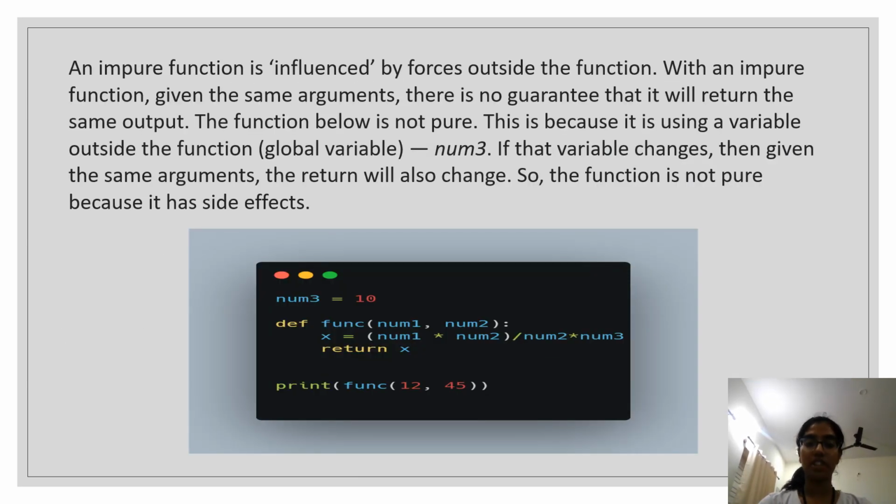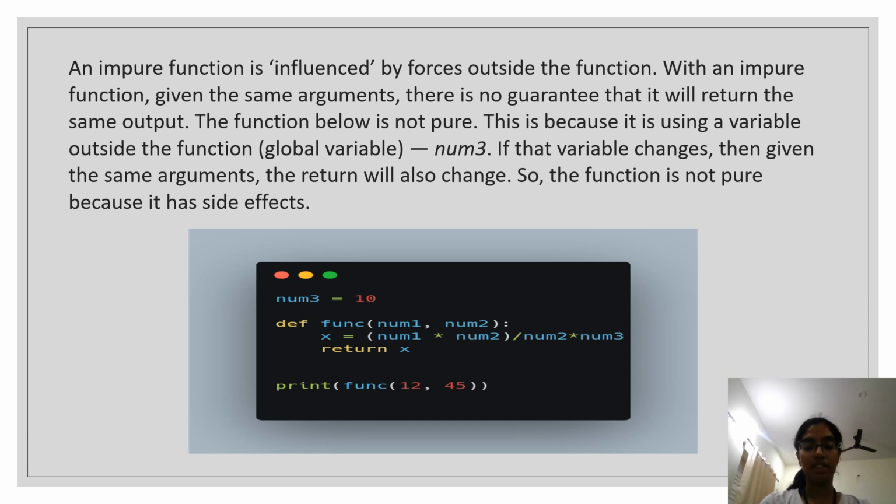Whereas an impure function is influenced by forces outside the function. With an impure function, given the same arguments, there is no guarantee that it will return the same output. The function below is not pure. This is because it is using a variable outside the function, that is a global variable, num3. If the variable changes, then given the same arguments, the return will also change. So the function is not pure because it has side effects, whereas a pure function does not have any side effects.